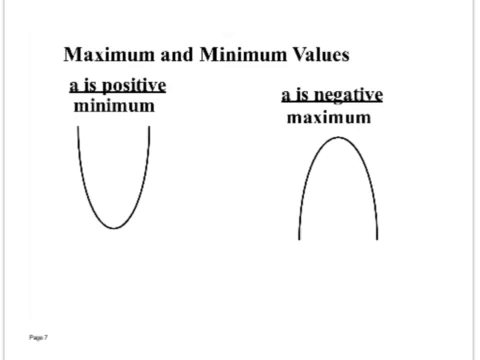Alright, write this down. This is telling you maximum and minimum values. It says when a is positive, you get a minimum, because when a is positive, you have a right side up U. When a is negative, you have a maximum. Your vertex is a maximum, meaning it's the highest point, because it's an upside down U.